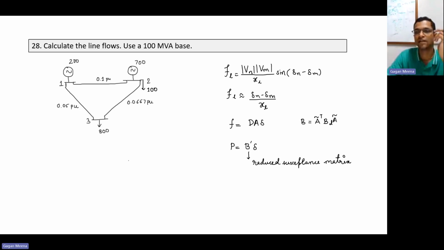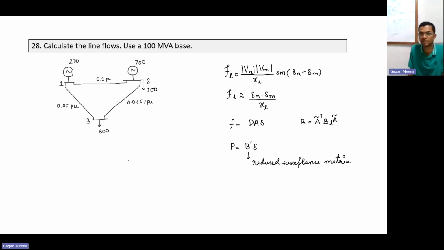In this, we have to calculate the line flows using a 100 MVA base. System base is 100 MVA. This becomes 2 per unit, 7 per unit, and 8 per unit. Generation is total 9 per unit, and load also 9 per unit. Now we have already discussed this before. We have to make the matrices.